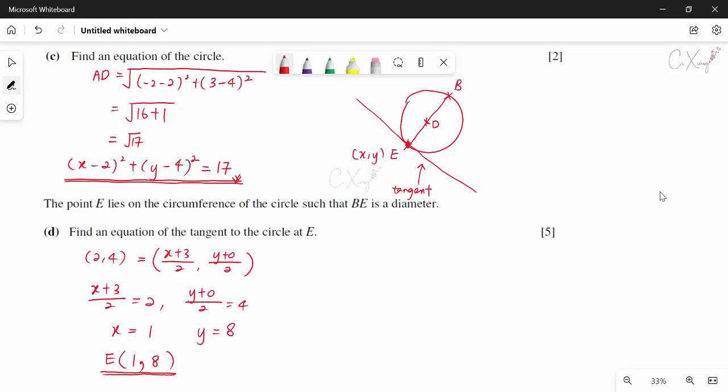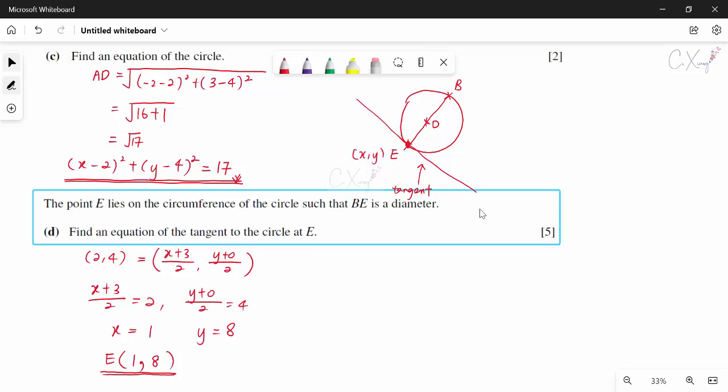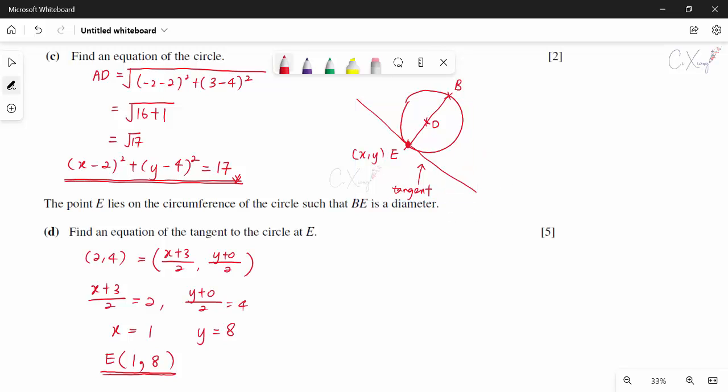The first one is the passing point. So the coordinate E is already the passing point through the line. The second thing is we need the gradient. So what is the gradient for this particular tangent? Okay, so again, we are going to use another property: when we have the tangent that passes through E, the angle between DE and the tangent line will always be 90 degrees. So you can see that this is 90 degrees. Therefore, to get the gradient of the tangent line, I try to find the gradient of DE first.